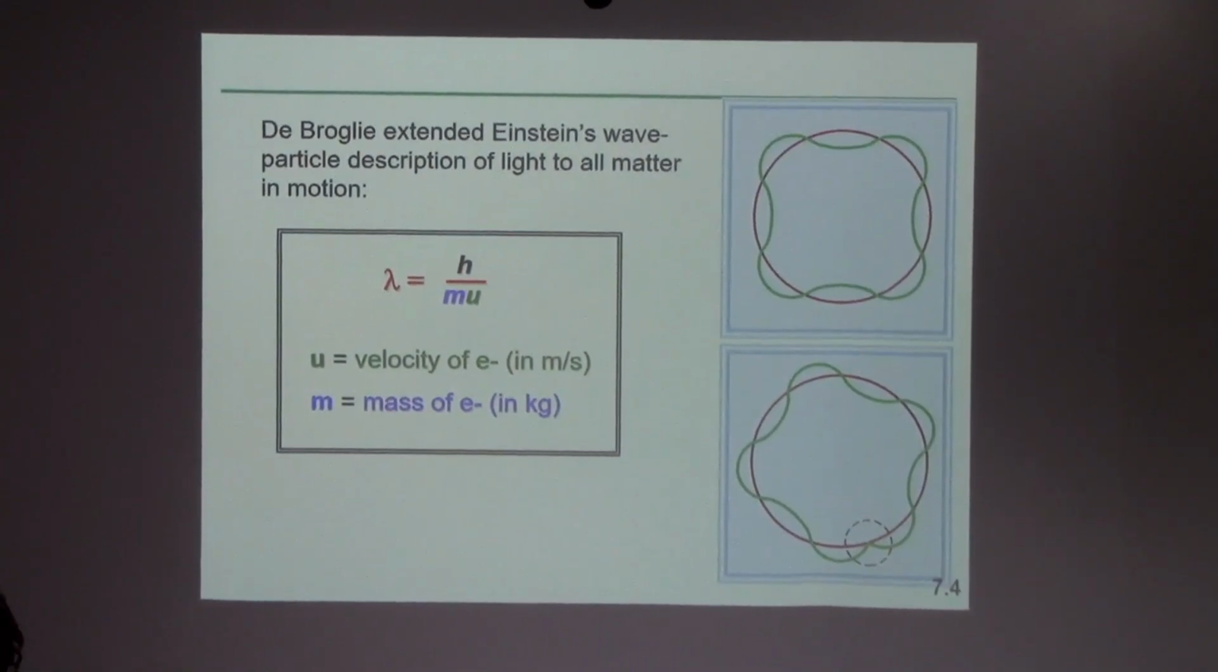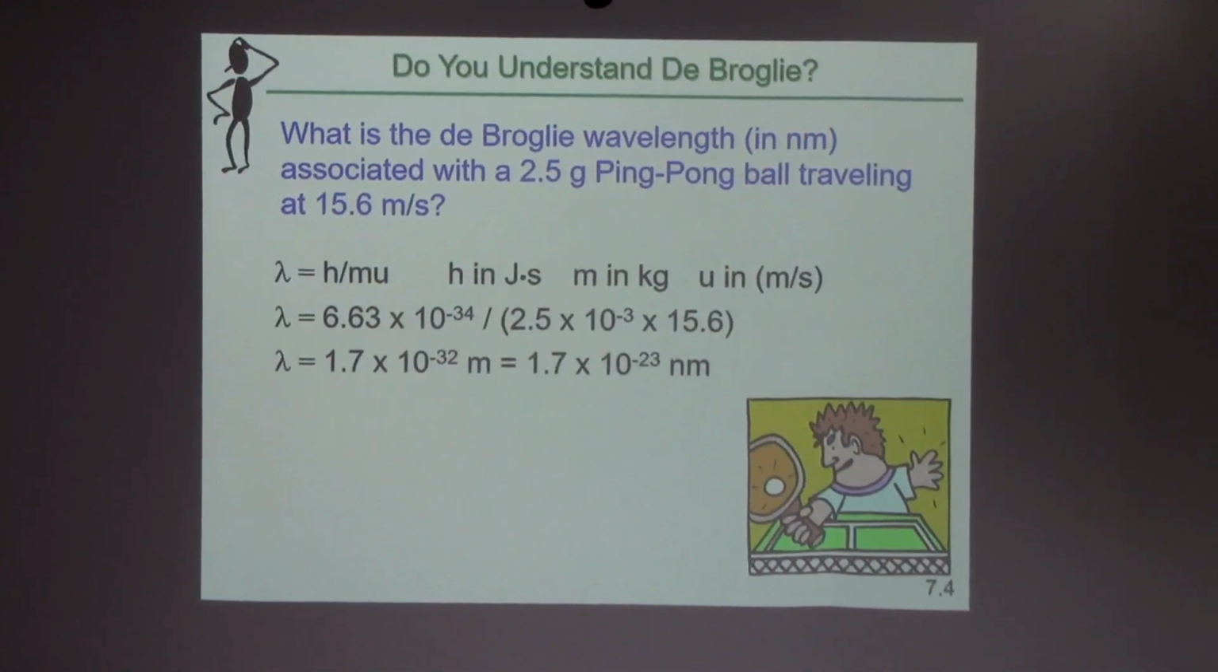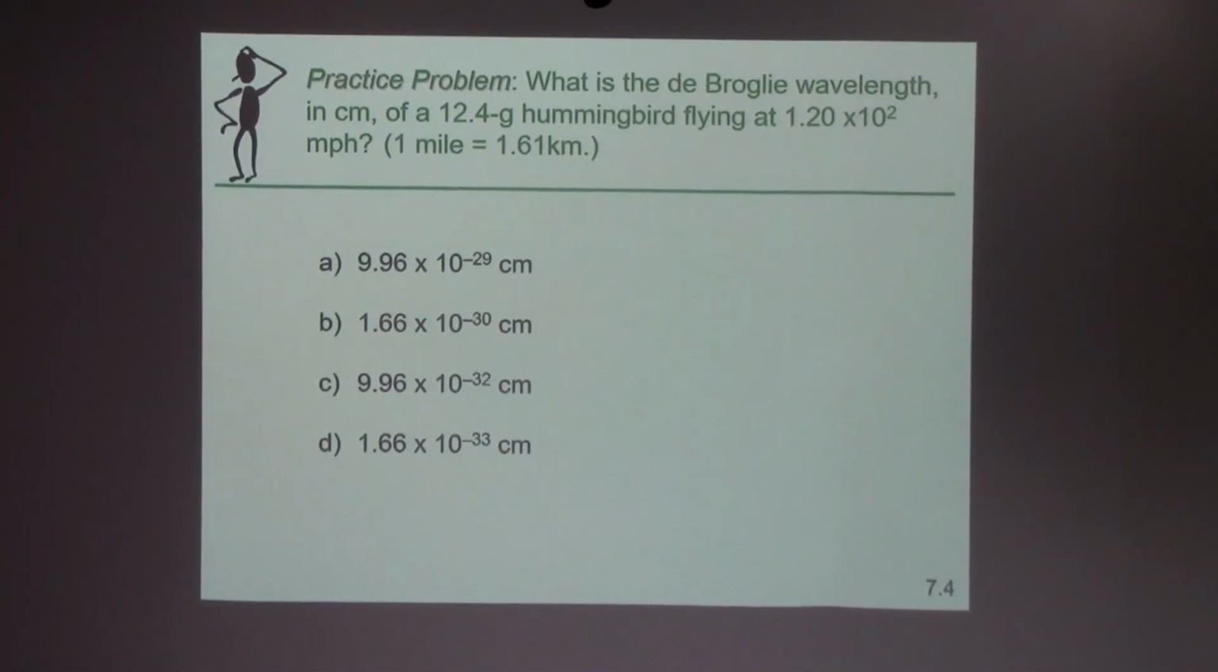Practice problem. What is the de Broglie wavelength in nm associated with a 2.5 gram ping pong ball traveling at 15.6 meters per second? The problem is solved as shown. Practice problem. What is the de Broglie wavelength in centimeters of a 12.4 gram hummingbird flying at 1.20 times 10 raised to 2 miles per hour? 1 mile equals 1.61 kilometers. Try working this problem. Answer C.